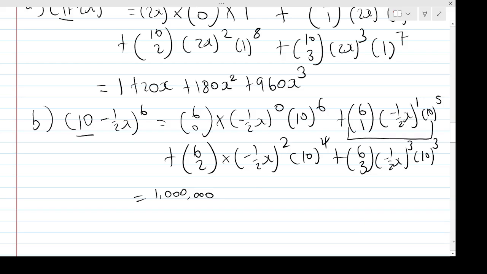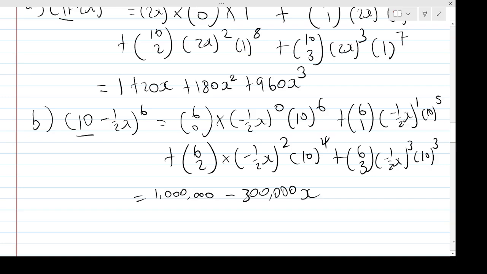Then we have this next term here. Well, firstly, 6 choose 1 is 6. Then minus a half x to the 1, that's just minus a half. So times that by minus a half. So 6 times minus a half is minus 3. Then we times by 10 to the 5. So that will give me minus 300,000. Then that'd be a power of, that's just x, right? X to the power 1, just x.